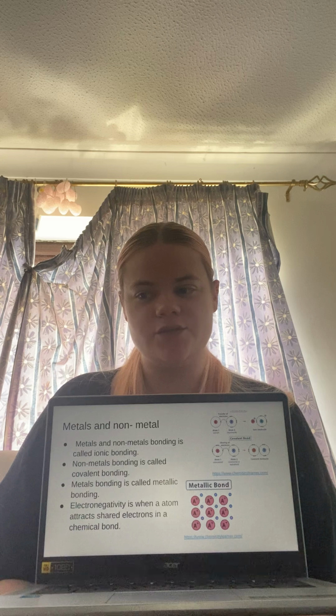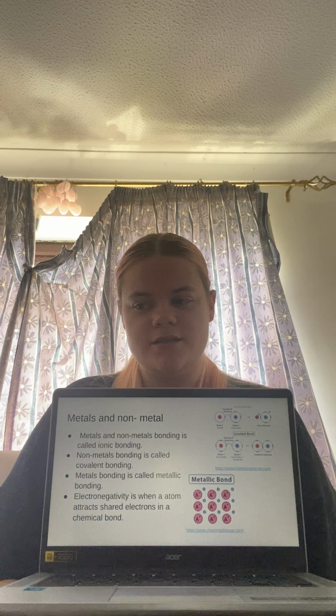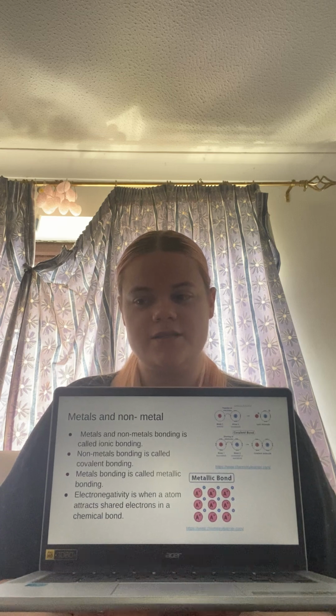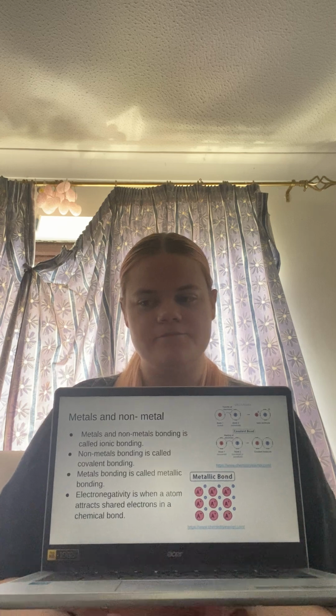Metal bonding is called metallic bonding. This is when atoms form a lattice of positive ions. Their outer electrons are called delocalized electrons. They move freely around the structure. An example of this is magnesium.